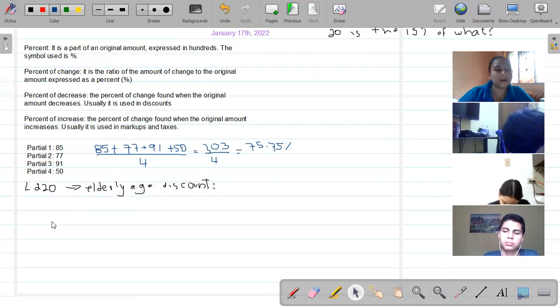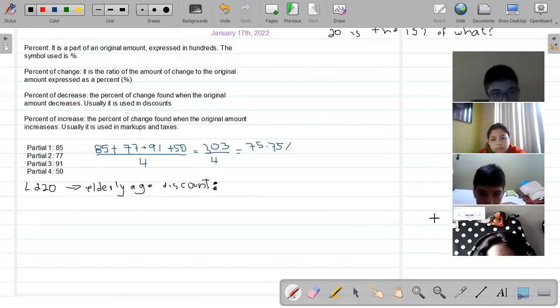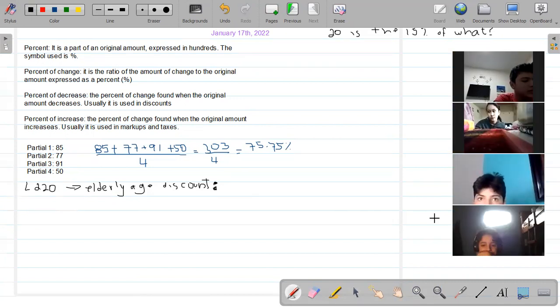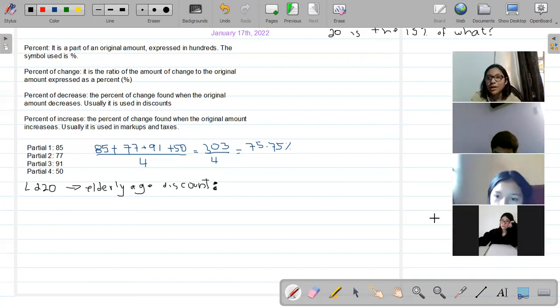So do you guys know how much is the discount for the elder people? How much do they give usually as a discount? Because in the movie theaters it is more, but usually how much is it? Do you know how much is the elderly age discount? 10%? No, it is not 10%. Usually 10% is for tips, for propina. But for the elderly age?